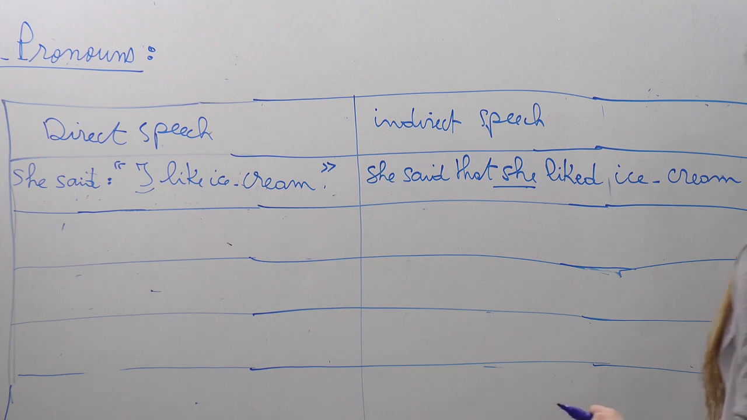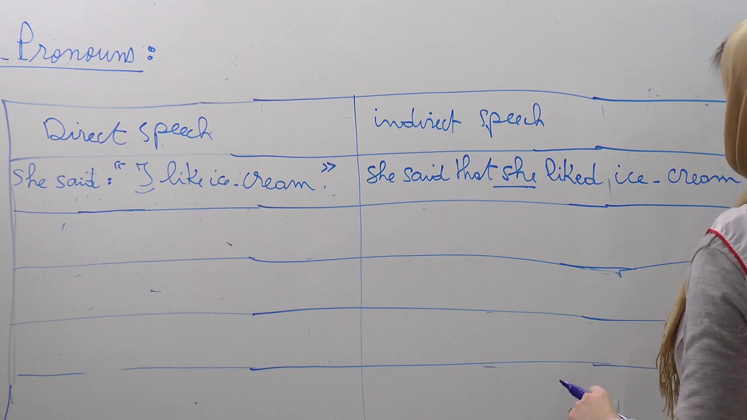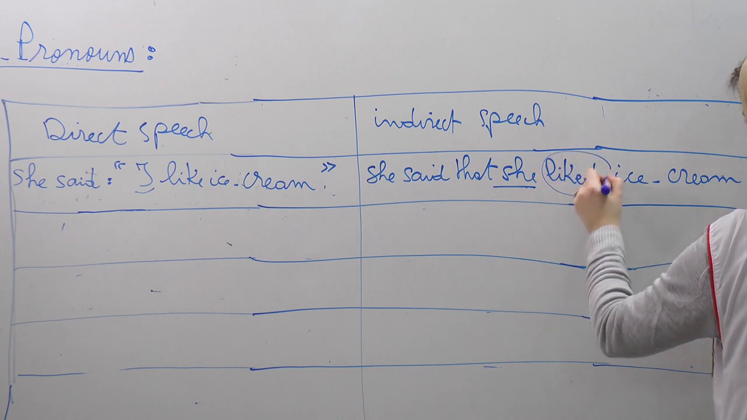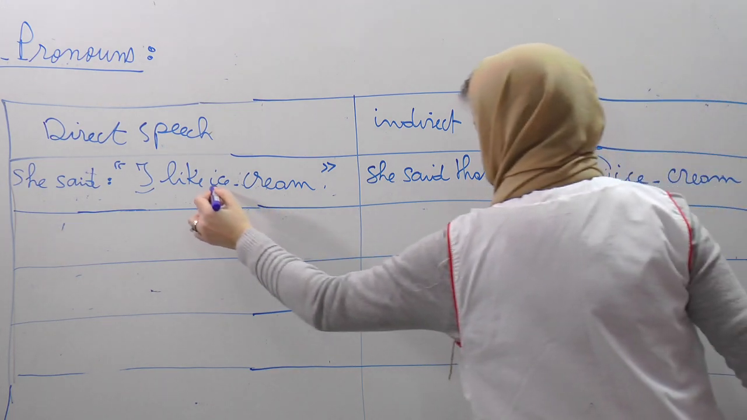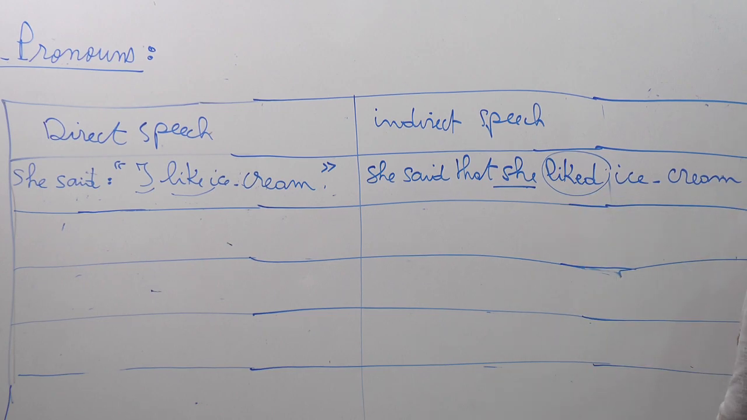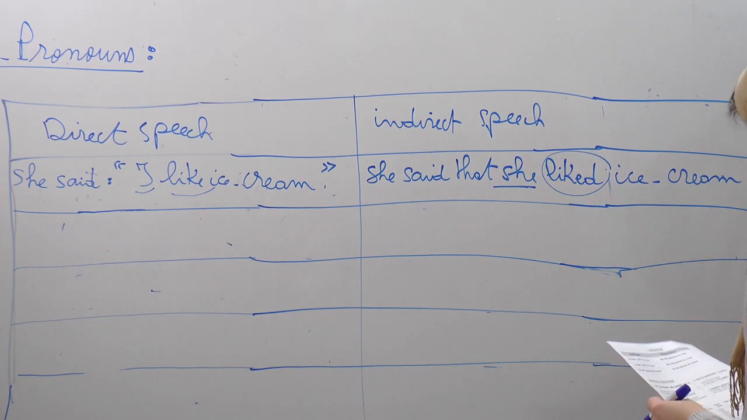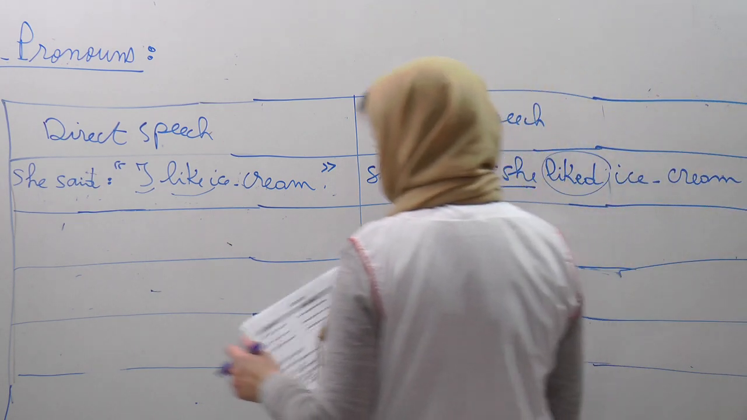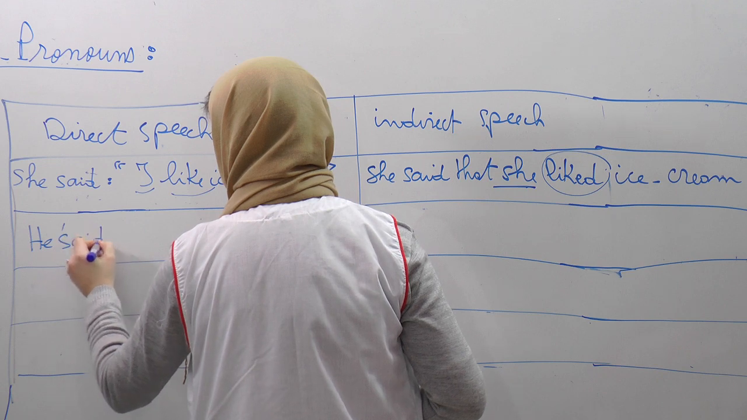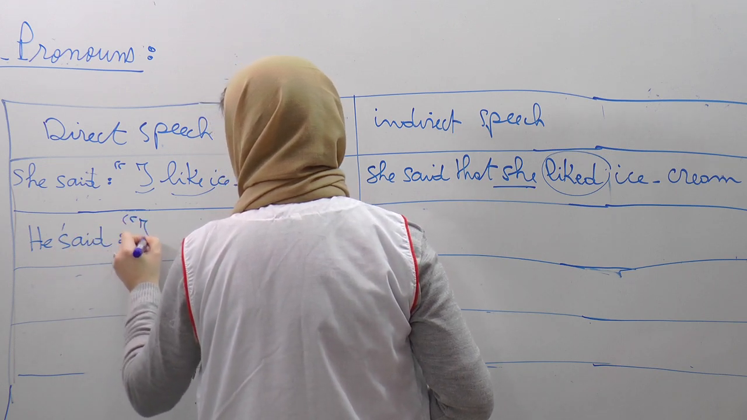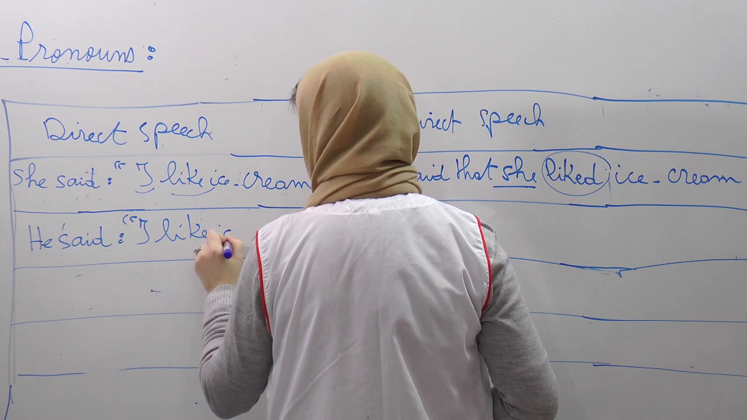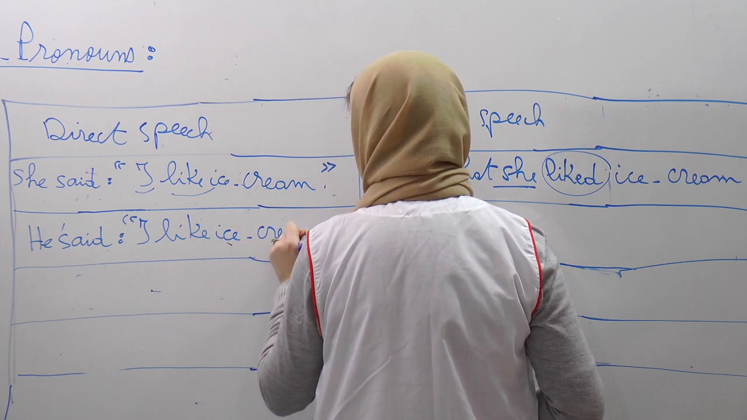I repeat. She said, "I like ice cream." Transformation: she said that she liked ice cream. Like, present; liked, past simple. Don't forget the verb tenses. He said, "I like ice cream."